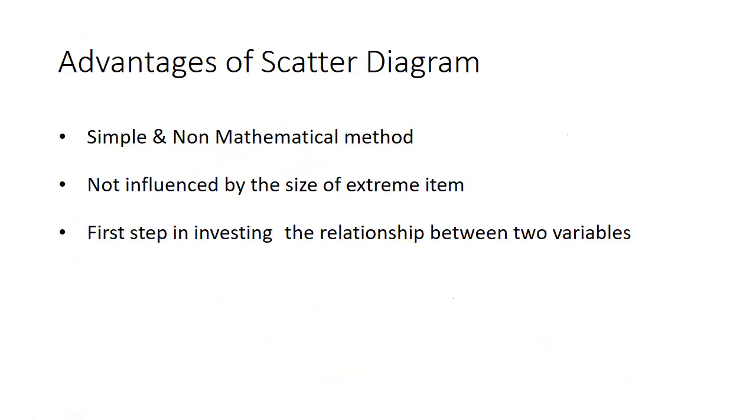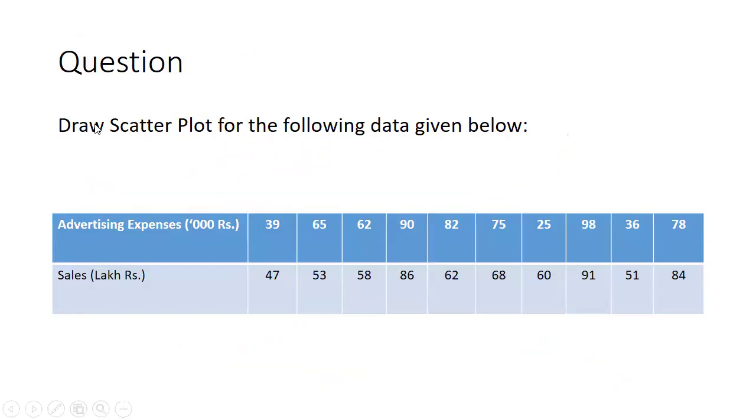So here I am taking an example. First of all, we will draw this example through scatter plot and then see how to analyze a scatter diagram through SPSS software. So here the example is there are two variables, advertising expenses in thousands and sales in lakhs. We have 10 observations and we want to know whether there is a positive or negative correlation between the two variables.